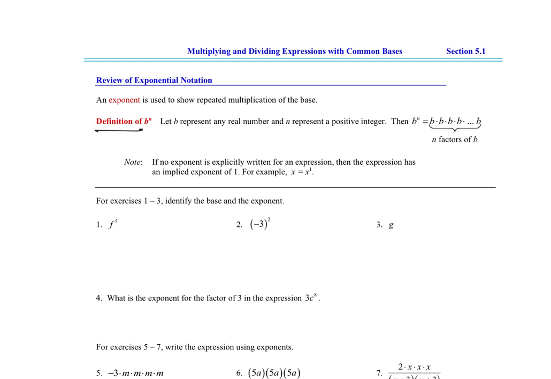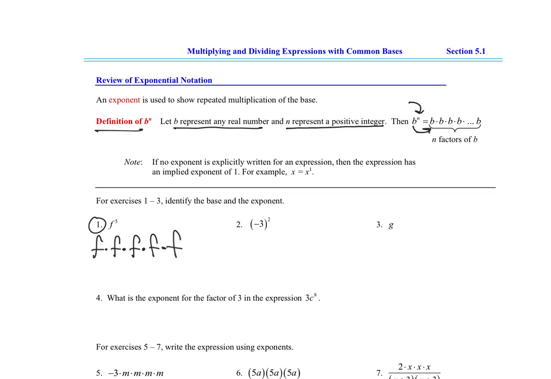Remember the definition of a base raised to a power of n. B is any real number, and n represents a positive integer. Then the base is written as a factor as many times as the exponent says. So if you had, for example, down here, let's look at number 1, f to the 5th. That means I would multiply f 5 times.